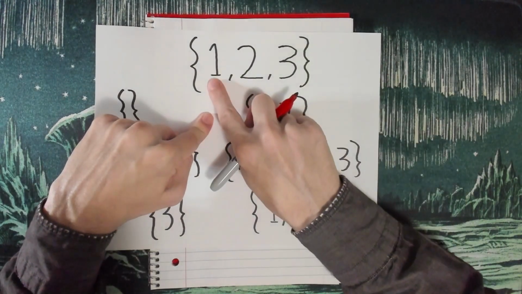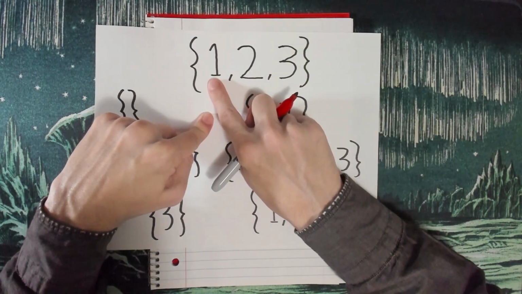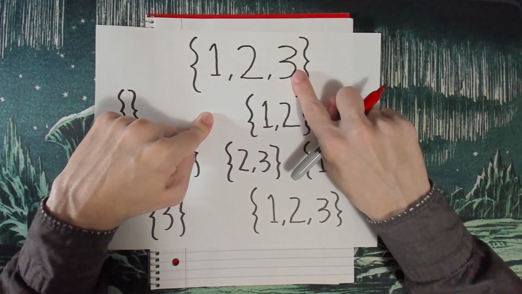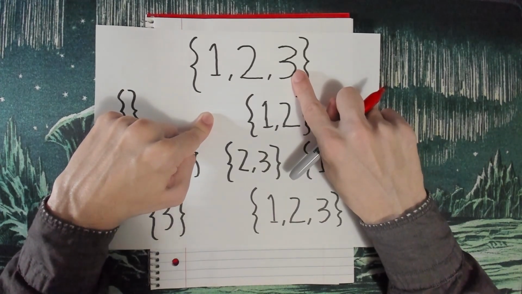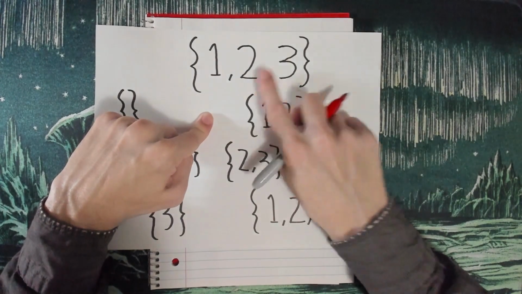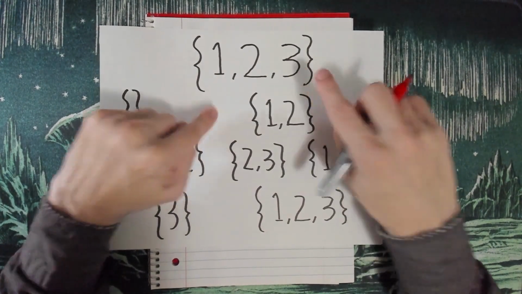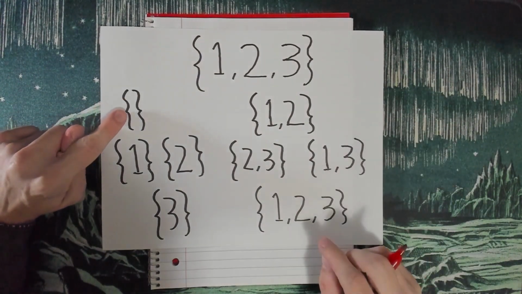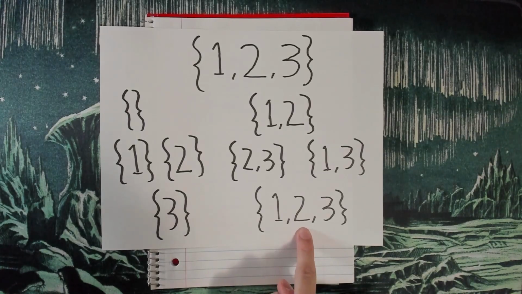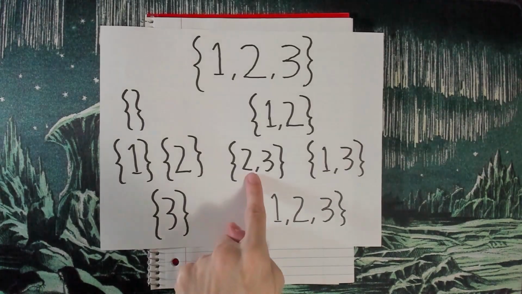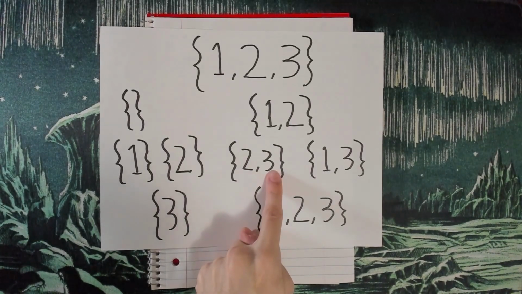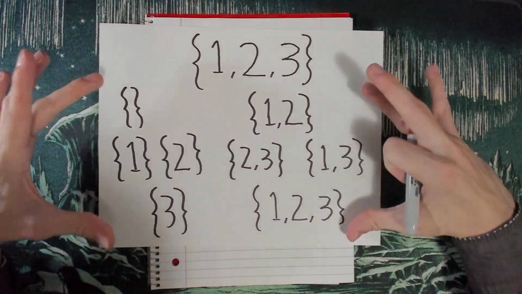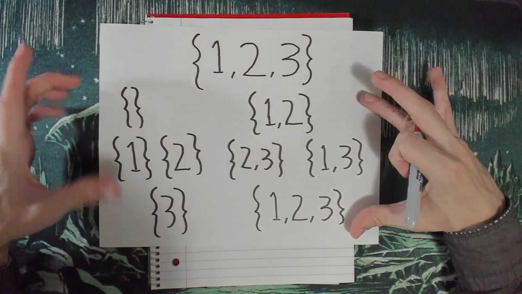I could include or not include 1 in my subset, that's 2 choices. I could include or exclude 2, that's 2 choices. And I could include or exclude 3, that's 2 choices, for a total of 2 times 2 times 2 possible choices. Here are all the subsets that I could form. Here's the empty set where I excluded 1, 2, and 3. Here's a subset where I included 1, 2, and 3. And here's a subset where I included 2 and 3, but excluded 1. So I have 3 elements here, and I have 2 to the power 3 possible subsets.